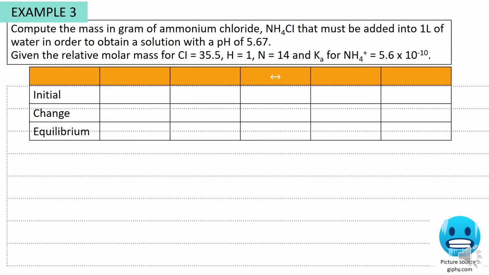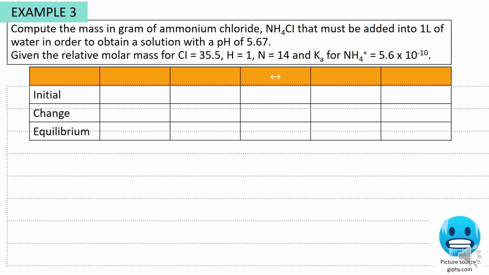Okay, for the last example, what I give to you is to compute the mass in grams for ammonium chloride, NH4Cl, when it is added into 1 liter in order to obtain a solution with pH 5.67, and given to you are the molar mass and the Ka value for the NH4 plus ion. Similar to the other examples, we will have the ICE table and the hydrolysis equation.